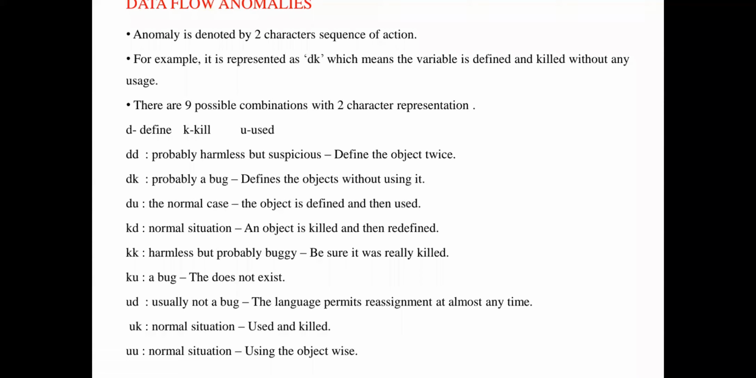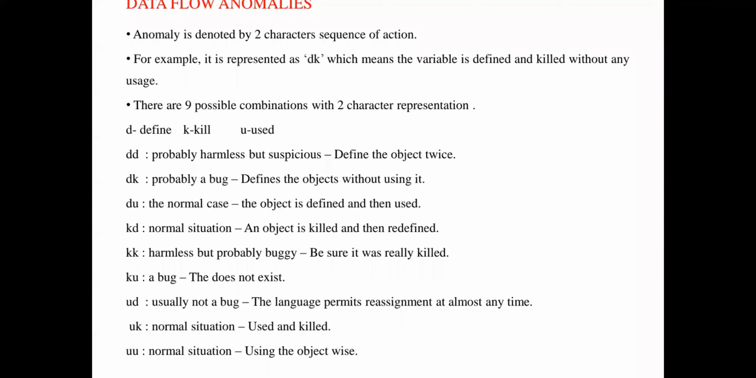Presented as dk, which means the variable is defined and killed without any usage. The two characters dk will have a specific meaning. The first character will have one meaning and the second character will have another meaning. By the combination, we get the anomaly meaning. d is nothing but define, k is nothing but kill. D is used for define, k is used for kill. When you are using dk, it means that the variable is defined and it is not used. The variable which you defined in the data flow is not used and it is killed without usage only.